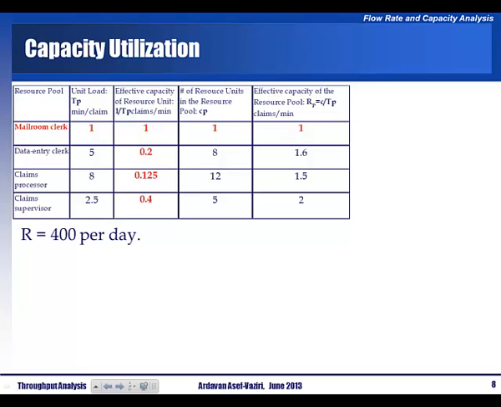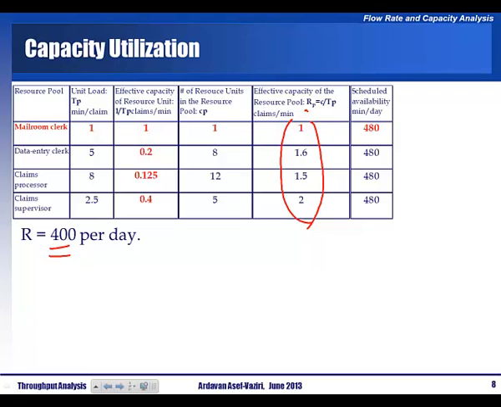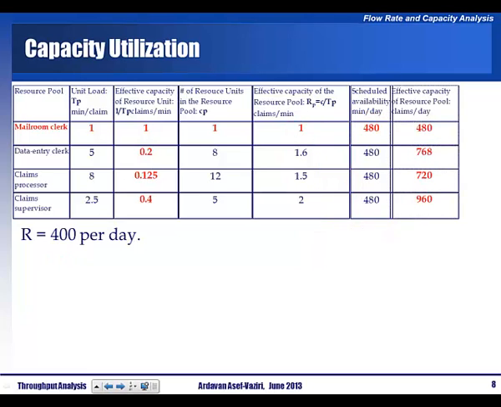In this example, let's suppose throughput is 400 per day. Because we work 8 hours a day and we assume all those 8 hours are purely available. Availability of those 8 hours is 100%. We have no waste factor. So we can assume that 480 minutes is available. And we do have the capacity of our resources. And we do have the available time of each resource. These are capacities. And this is the throughput.